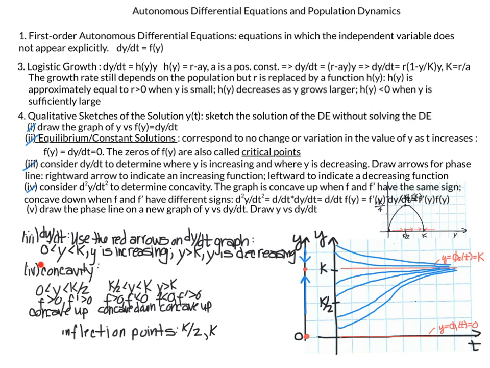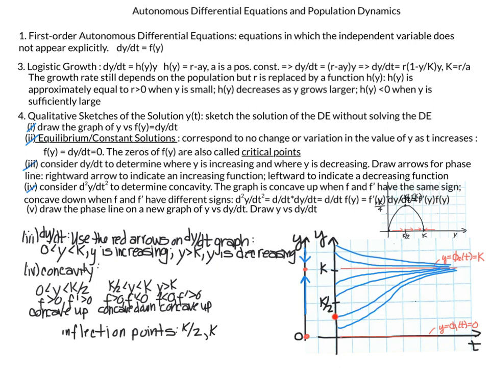The second thing we're going to look at is concavity. Remember, we have two inflection points, k/2 and k. So between 0 and k/2, again, we have an increasing function, and we're concave up. So we're concave up, we're increasing. The moment we hit k/2, though, we're still increasing, but we're going to turn concave down.